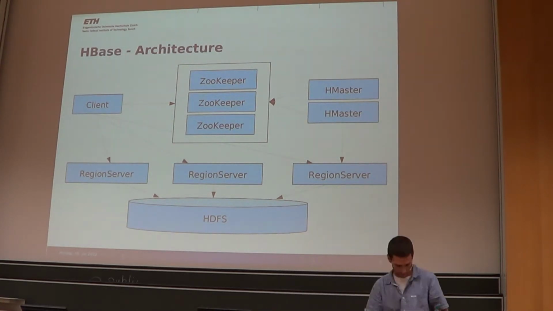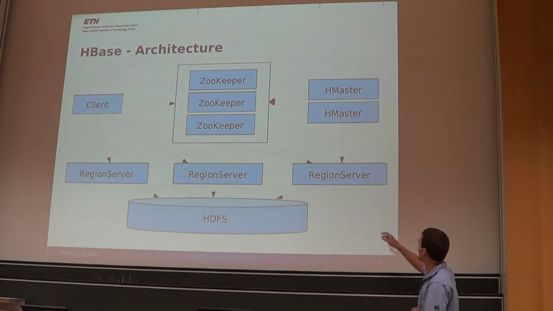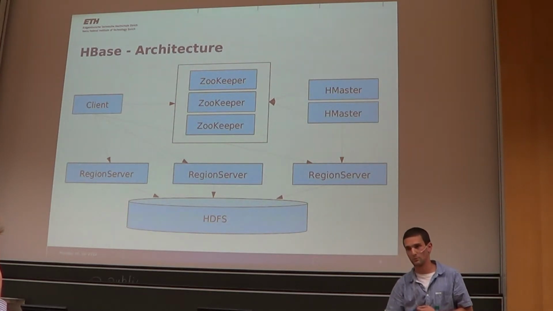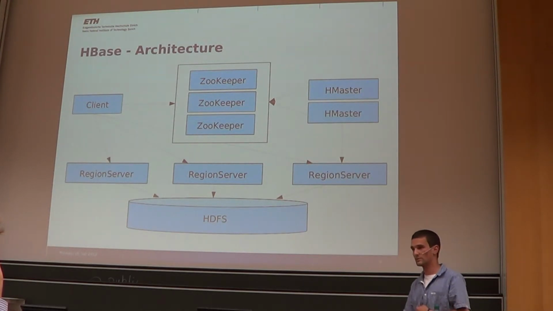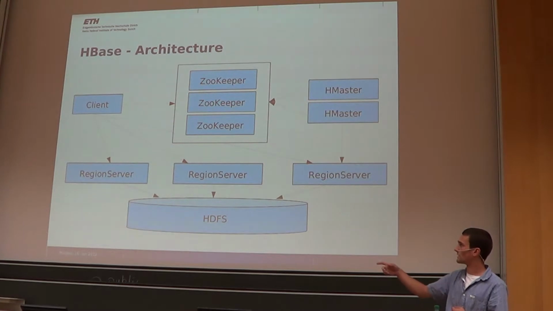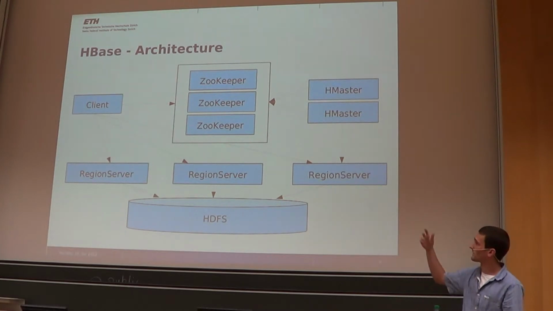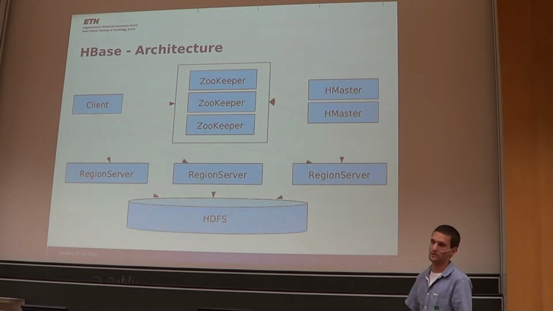So the architecture, simplified. We have multiple region servers, and they use HDFS to store the data. Then we have the master. We can have multiple masters to make it fail-safe. Then HBase uses Apache Zookeeper to elect a master in the system. And then we have the client, and if he wants to read or write data, he first contacts Zookeeper, and Zookeeper tells the client where he has to go to insert or read data.